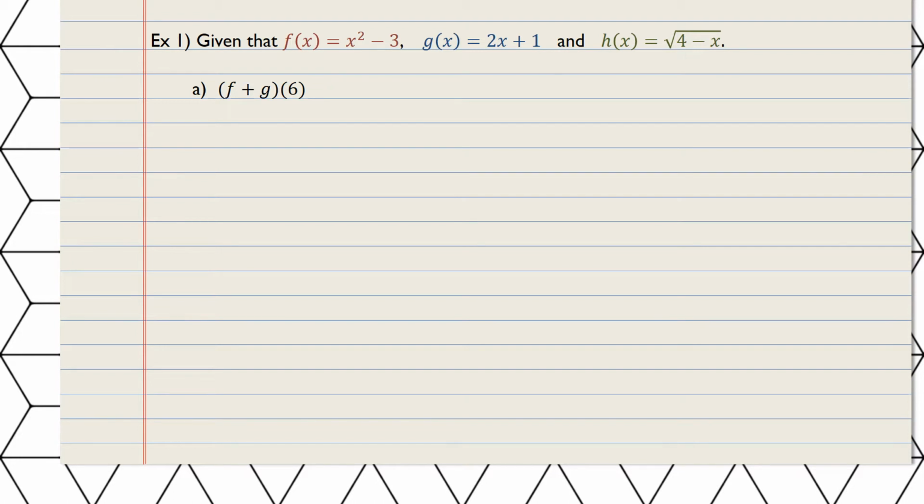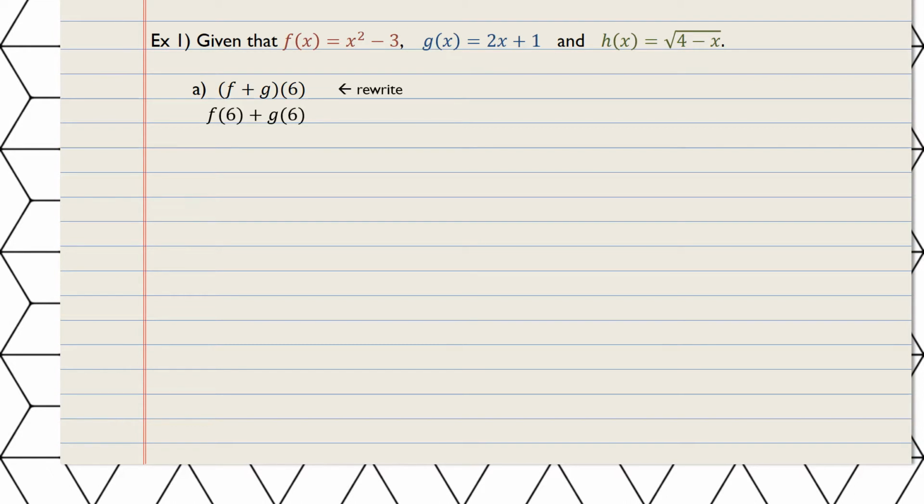Example 1. Given that f of x equals x squared minus 3, g of x equals 2x plus 1, and h of x equals square root of 4 minus x. Part A asks for f plus g of 6. Now, what do we do first? We need to take the time to rewrite this. What this really means is f of 6 plus g of 6.